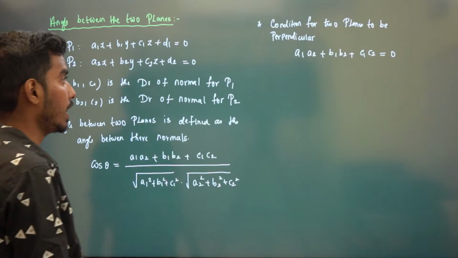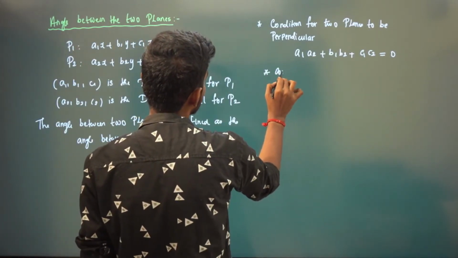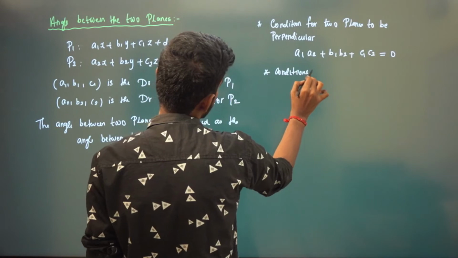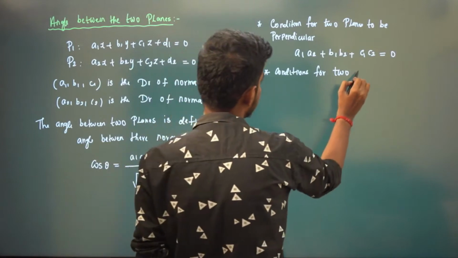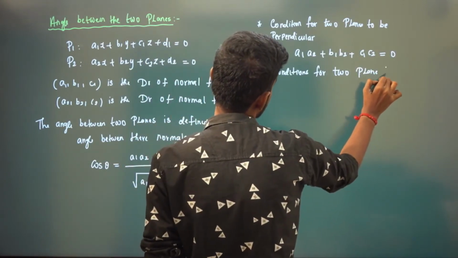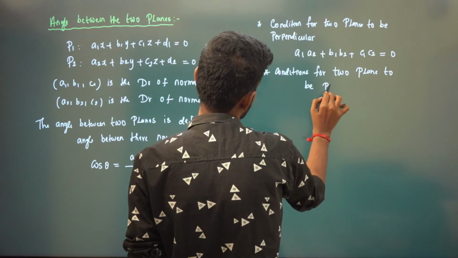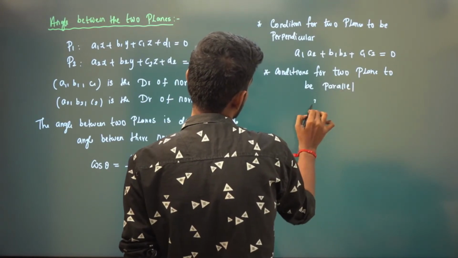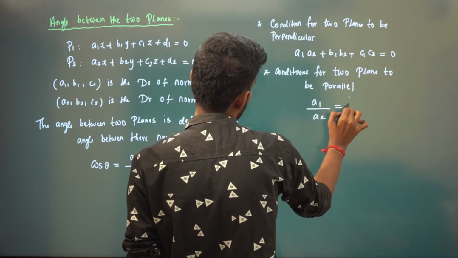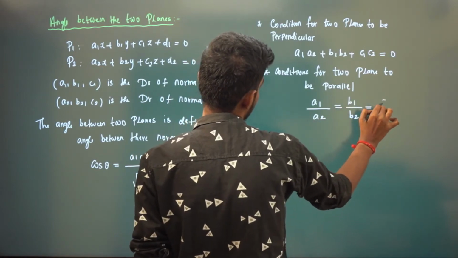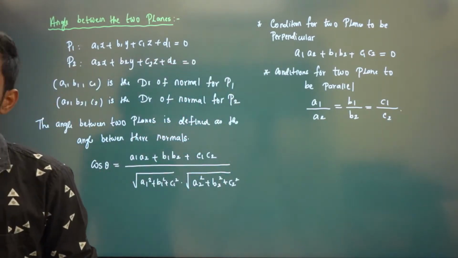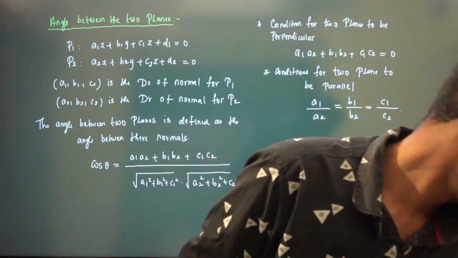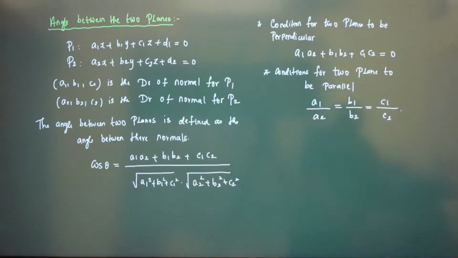And what is the condition for parallel? Condition for two planes to be parallel: a1 by a2, same as before. It is the same thing as the previous topic, where the line could be any line, but here the line is the normal.